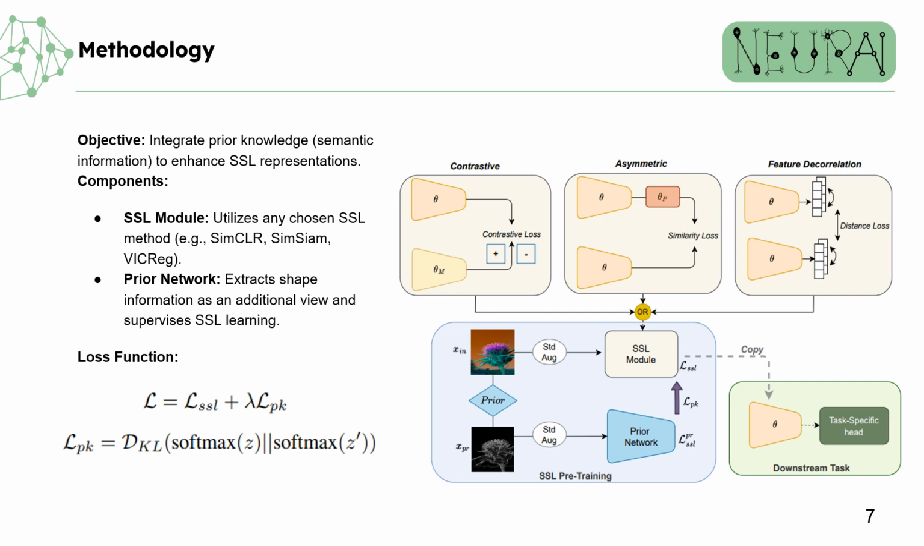Thereby, we introduce SSL prior, where we're inducing shape as a prior knowledge into different SSL techniques. The components of this methodology include an SSL module that utilizes any chosen SSL method, for example, SimCLR or SimSiam and BICReg. We have a prior network that extracts this shape or semantic information as an additional view and supervises the SSL training. And we have a loss objective that ensures consistency between the SSL module and the prior network.